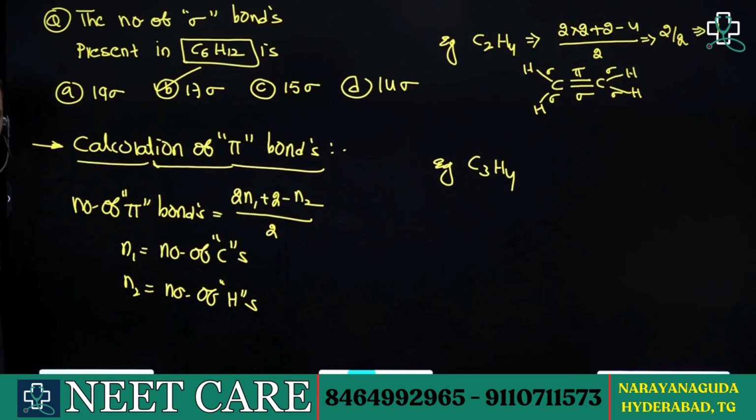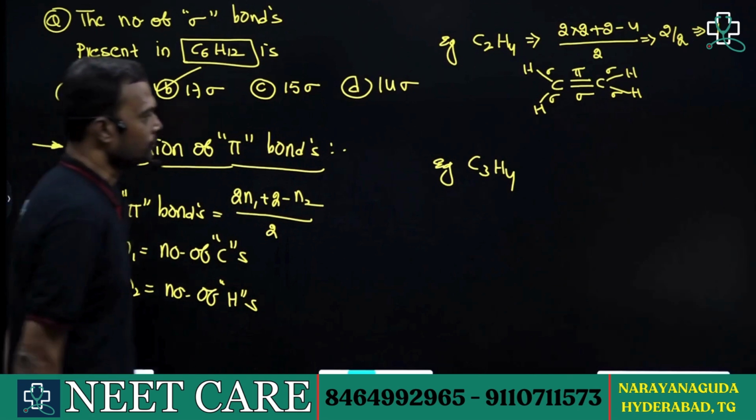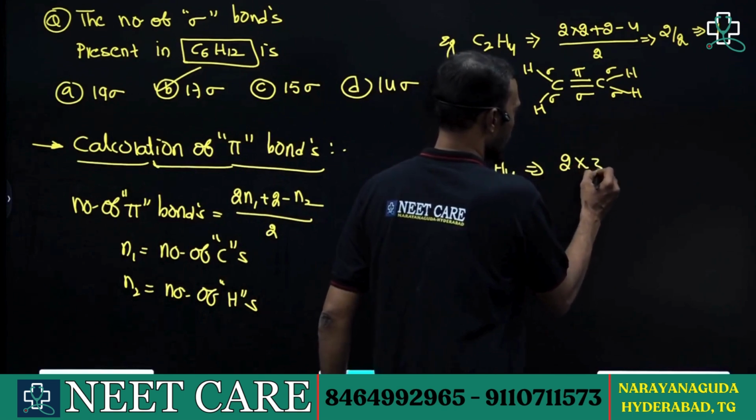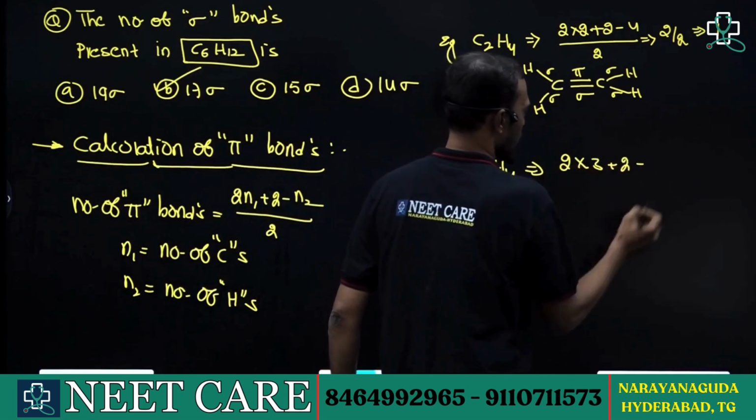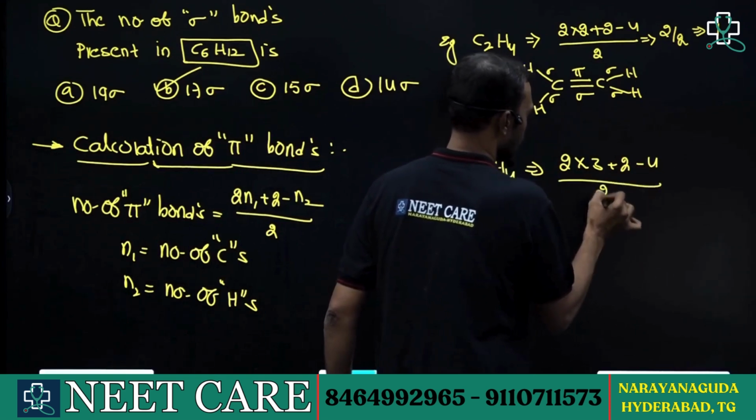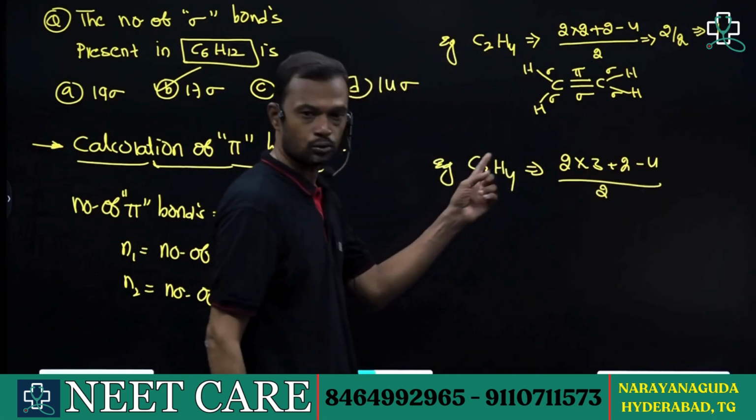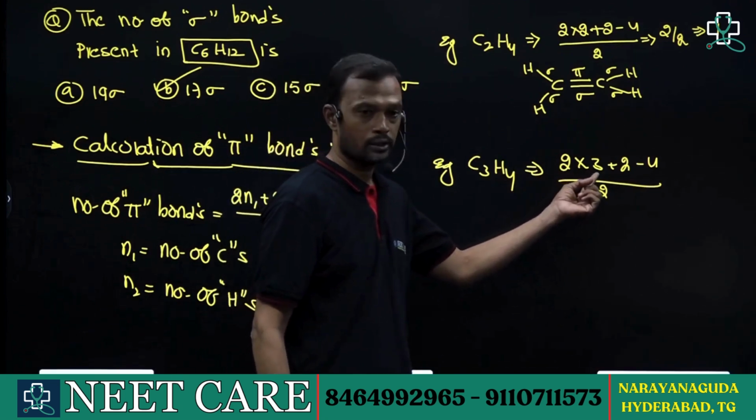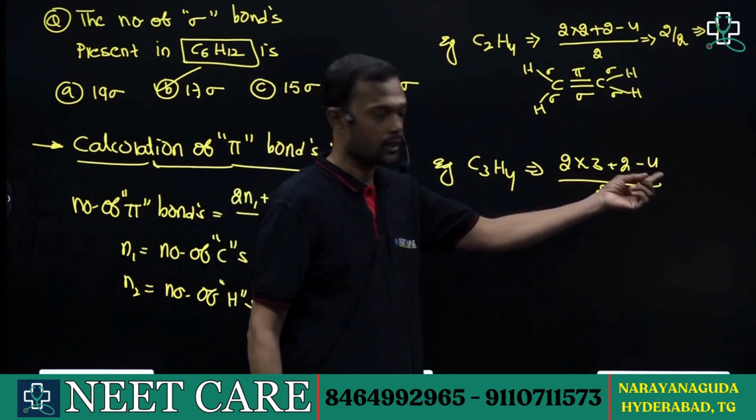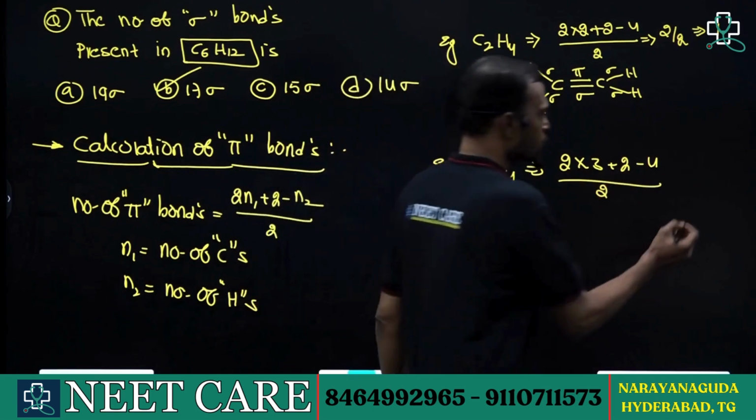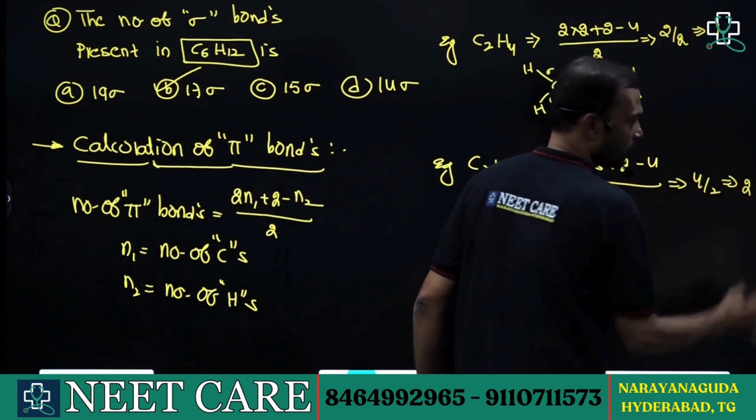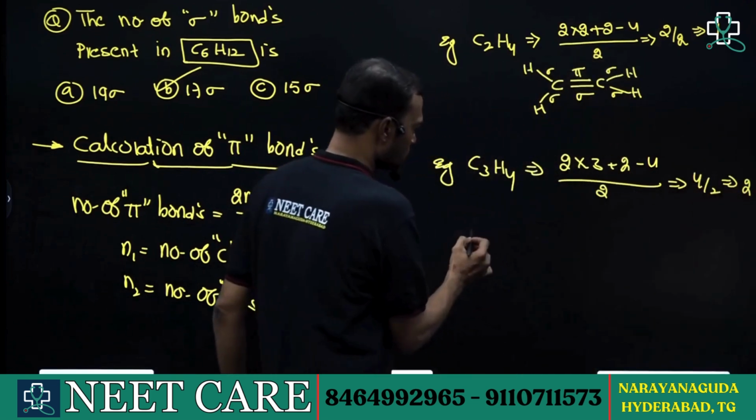How many pi bonds? 2 pi bonds. Will you calculate this? 2 into n1 plus 2 minus n2 by 2. 2 into 3, 6 plus 2, 8 minus 4 by 2. 8 minus 4 means 4 by 2. 4 by 2 means how much you will get? 2. 2 pi bonds. First write down 3 carbons here.